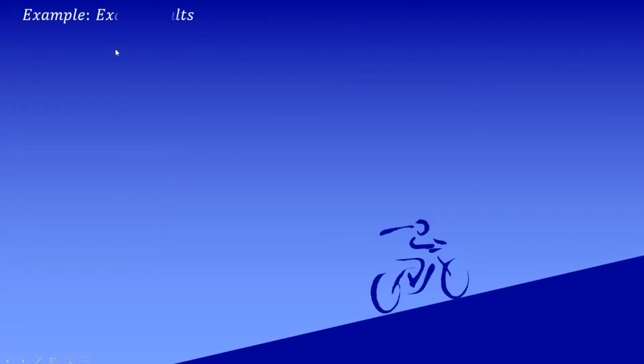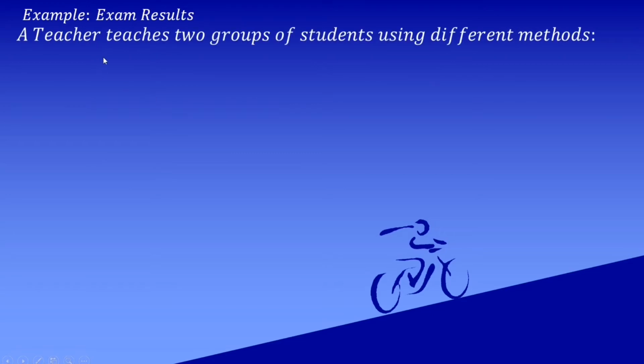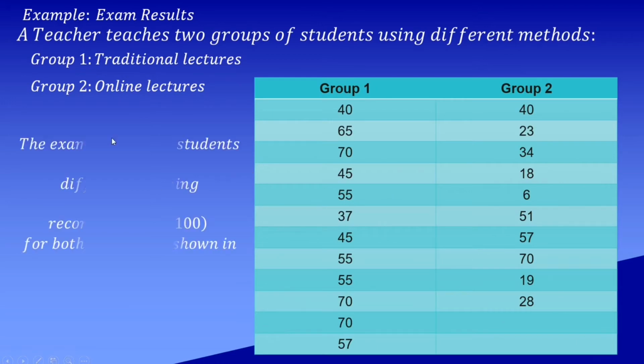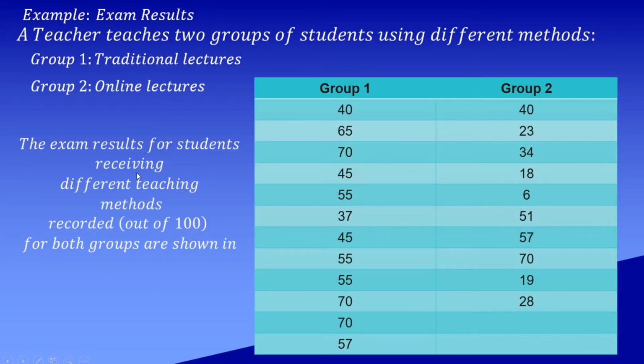Meron tayong sample research question here, the exam result. A teacher teaches two groups of students using different methods. Our group 1 are introduced to traditional lectures and group 2 are online lectures. So ito yung ating exam results for students receiving different teaching methods, recorded out of 100 for both groups. So ang tanong natin dito, do the two groups differ statistically significantly? Anong group ang mas magaling? Is there a significant difference between the different methods of teaching, the traditional lectures and online lectures?